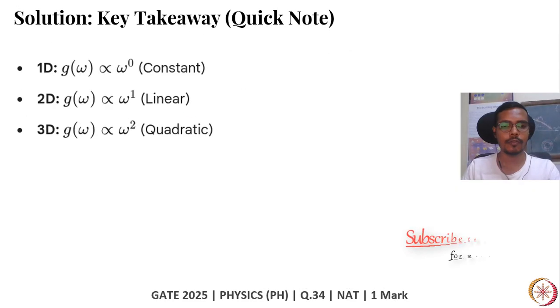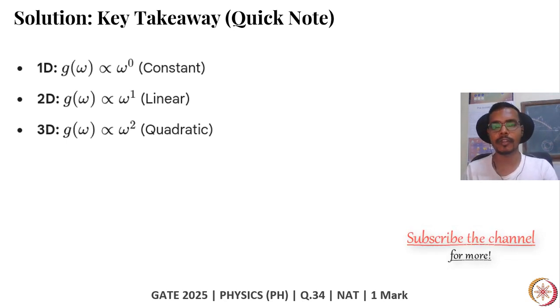Before we finish, here is a quick takeaway for this problem. This question relied on the one-dimensional density of states. It is crucial to remember how the density of states, g of omega, depends on frequency for different dimensions in the Debye model. In one dimension, it is a constant, as we just saw. In two dimensions, it is linear in omega, and it is quadratic, that is omega squared, in three dimensions. Remembering this trend can help you quickly solve proportional reasoning questions for the Debye model.